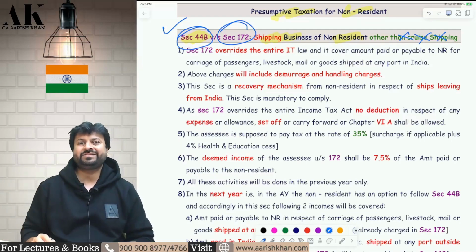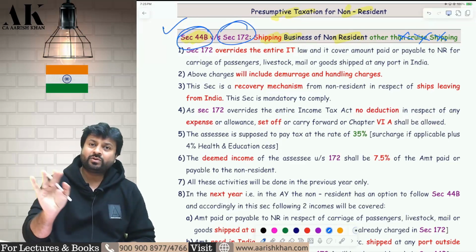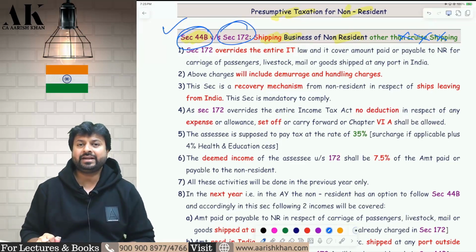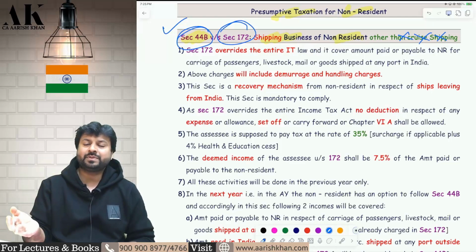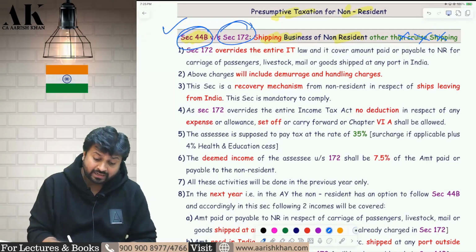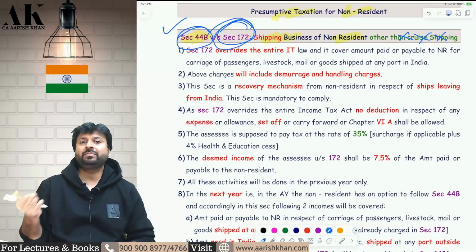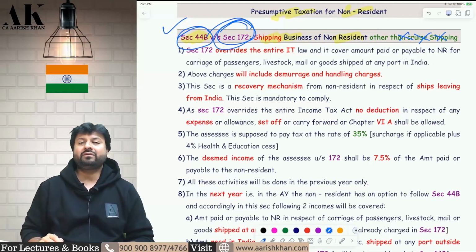Now you will not apply the 35% tax rate. If you are an individual, you can apply your applicable slab rate, and then whatever amount will come will be your tax payable. And whatever tax you have already paid under section 172 last year will be considered as your advance tax, and the department will give you the refund along with the interest.